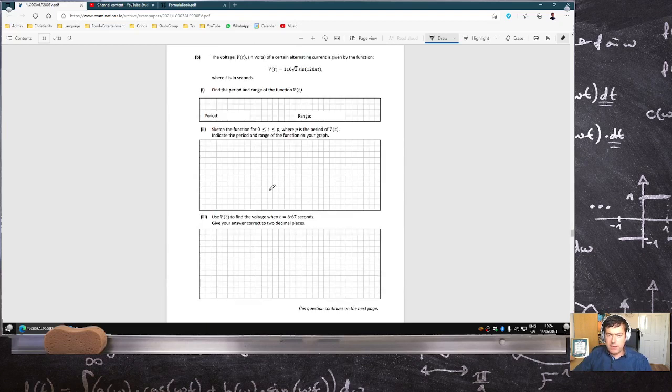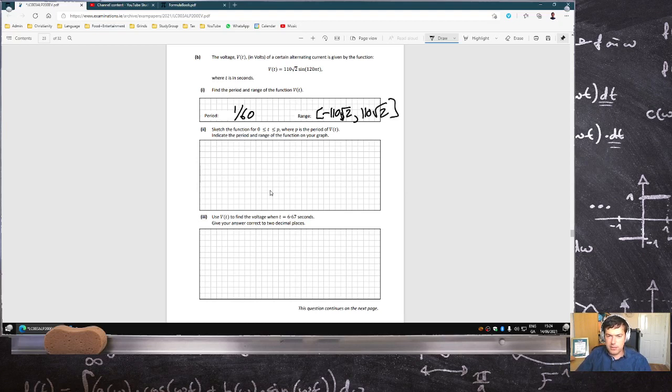The voltage is given by that. Find the period and the range. Let's put the calculator in radian mode. So the period is 2 pi over 120 pi. So that's 1 over 60. It's 60 hertz, I guess. And the range is from minus 110 root 2 to 110 root 2.